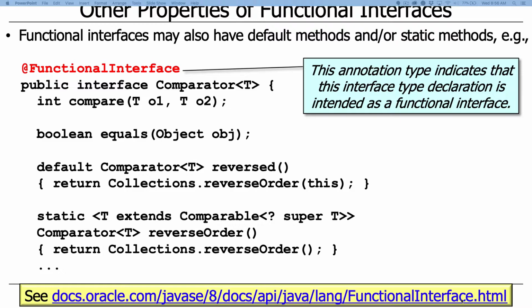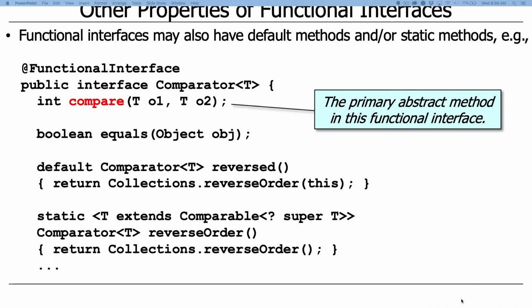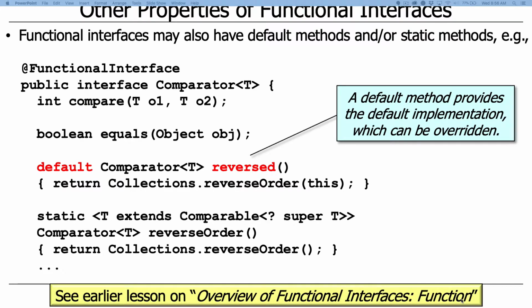There's other annotations you can have. You don't have to have this, but if you mark an interface as being functional, then the compiler will check to make sure it really matches the properties of a functional interface, namely having one abstract method. As you can see here, in this particular interface, the compare method is the primary abstract method in this functional interface. So that's the one that's going to be used in the ways that we saw before in the context of those other examples. There are other methods here, however.